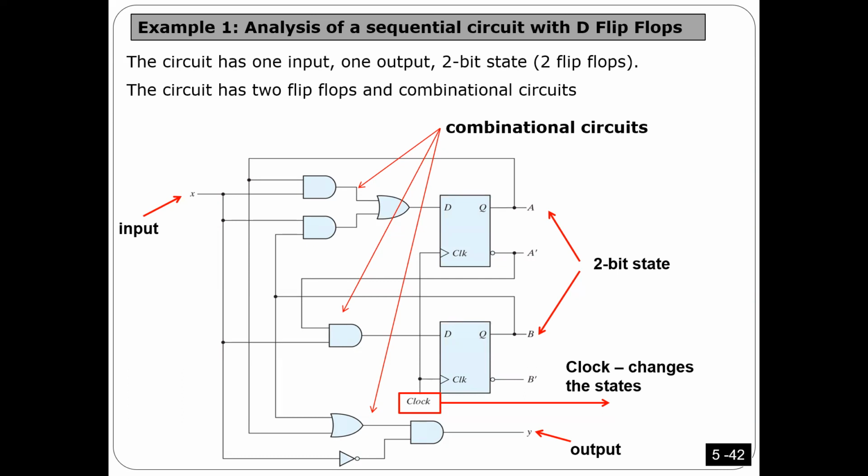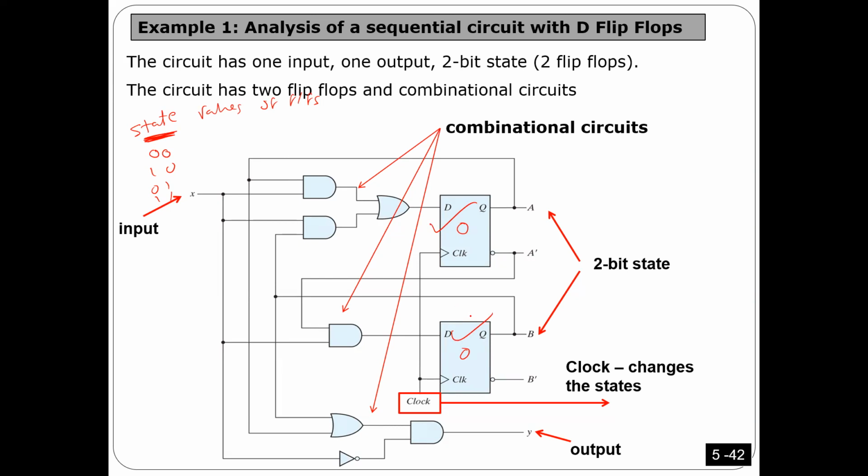So as you will see, the word state means the values of the flip-flops. In this case, because we have 2 flip-flops, every state is going to have 2 bits. For example, 0, 0. That means you're storing 0, 0 here. This is the state. Or 1, 0, or 0, 1, or 1, 1. Because we have 2 flip-flops.